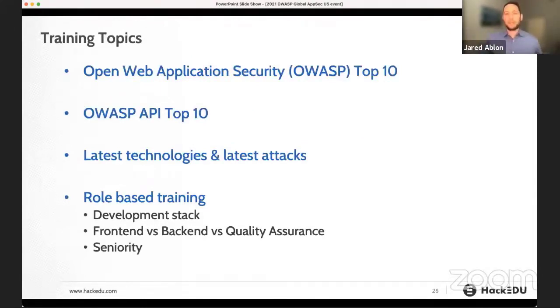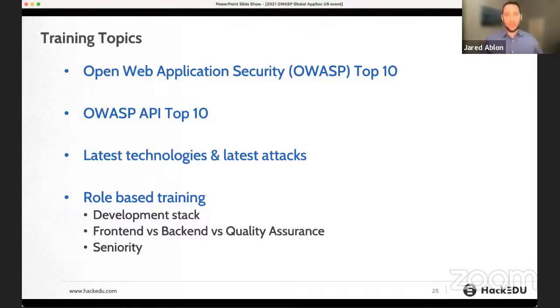OWASP puts out obviously a lot of really great content, good lists on things to focus on. And so the OWASP Top 10 is a great place to start. Having the OWASP API Top 10, if you do API or mobile, anything like that, focusing on the latest technologies and the latest attacks is extremely important.